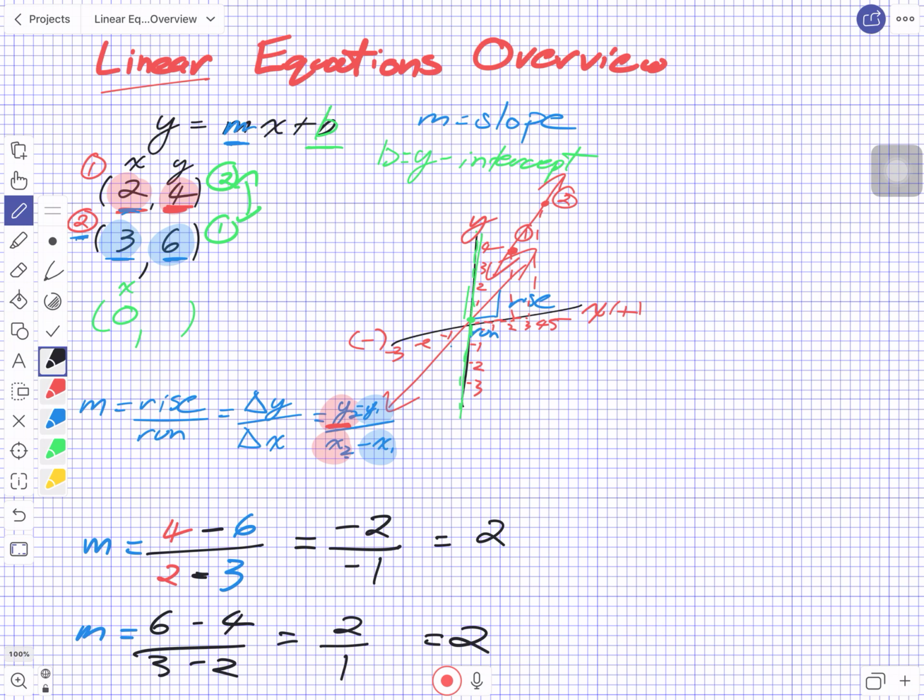Didn't matter which coordinate we put first, we just had to make sure we were consistent, and we didn't mix up this y with this x. If I did that and that together, that would have messed everything up. Okay, so we've calculated slope.